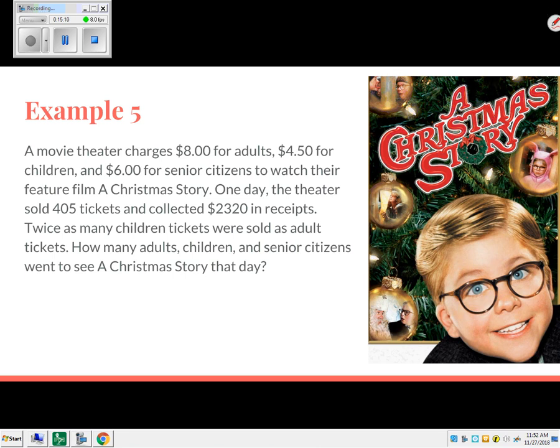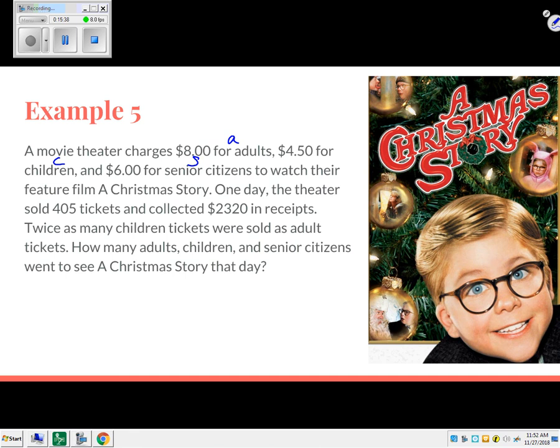Pretty good stuff. So a movie theater charges $8 for adults, $4.50 for children. Ooh, I'm adding that third variable today. $6 for senior citizens to watch their feature film, A Christmas Story. Okay, just for ease, I'm just going to change my X, Y, and Z to A, C, and S. I'm going to be super careful with my S so it doesn't look like a 5.